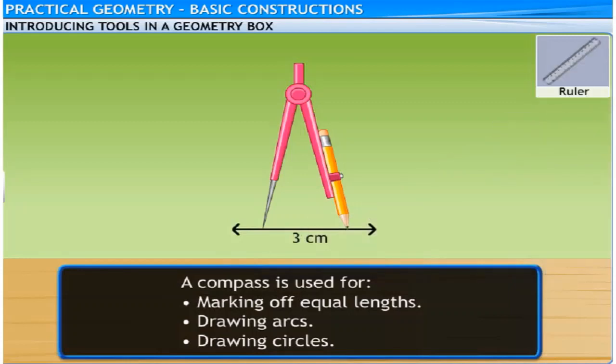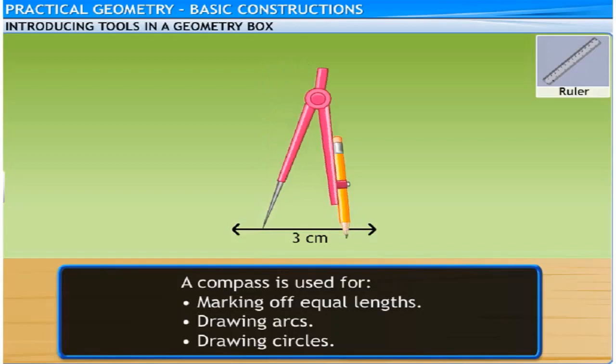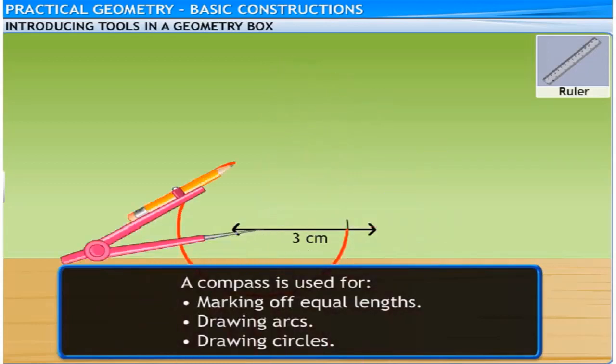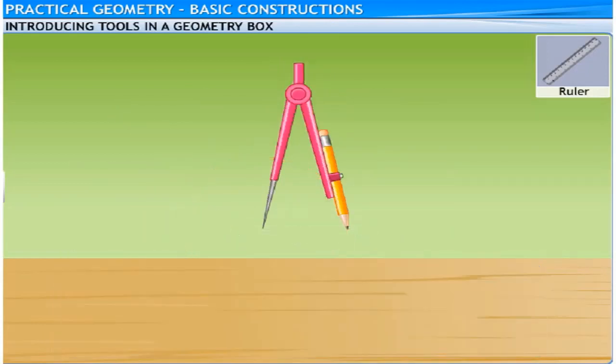However, ideally, a compass is not used to measure lengths. The other uses of a compass are to draw arcs and circles. The required length can be set by adjusting its 2 ends.